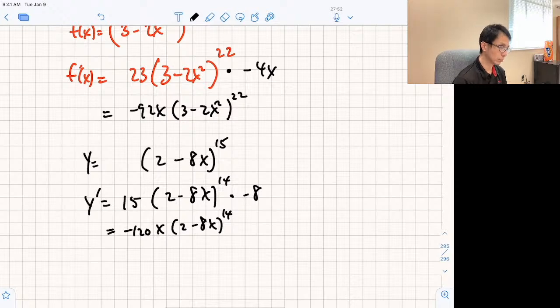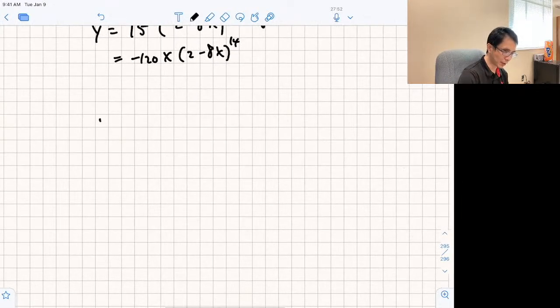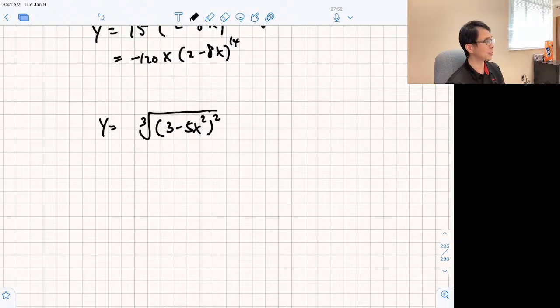Are we okay here? Now think about how I take a derivative of this function: the third root of 3 minus 5x squared, to the second. So how do I take a derivative of this function? I know you know. I want you to write it down. Everybody should be able to do this. Once you're done, check with each other and see what you get.